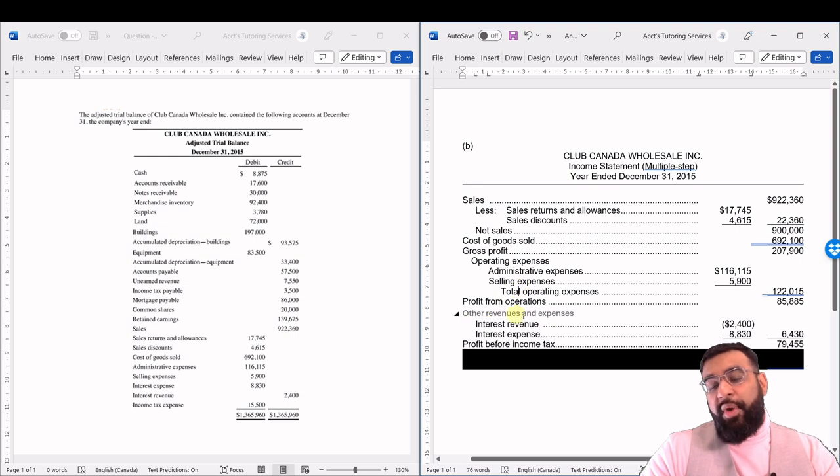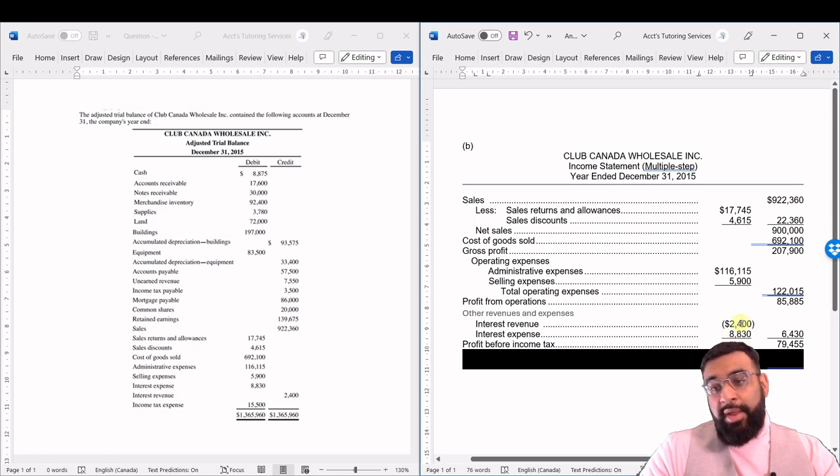Now the next step is other revenues and expenses. So in this case, we have interest revenue, which is 2,400, and then we have interest expense, which is 8,830. So the thing is, depending on the question or the financial statements that you look at, there could be a difference between the brackets and the negatives. So in this case, what they're assuming is that interest revenue is negative because it's going to increase our overall profits.